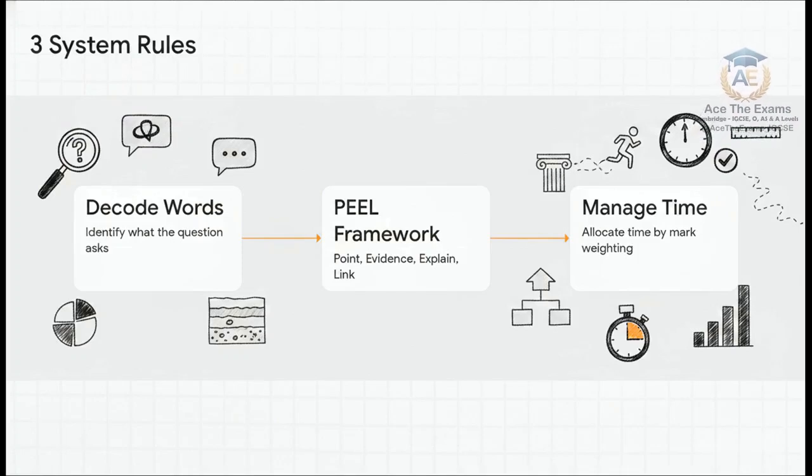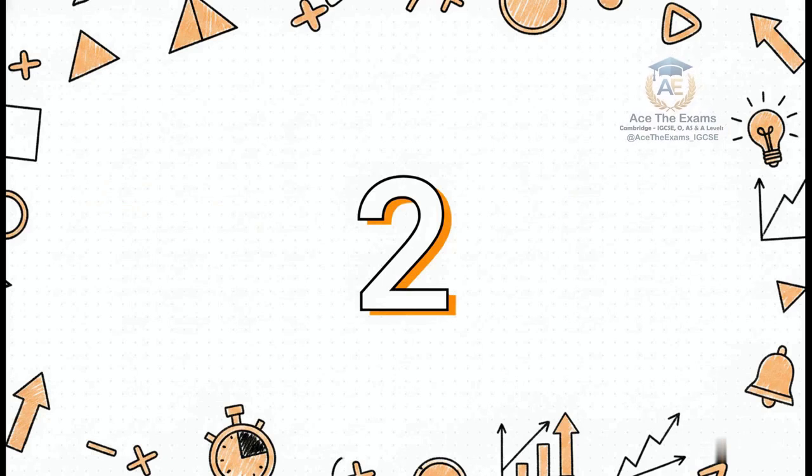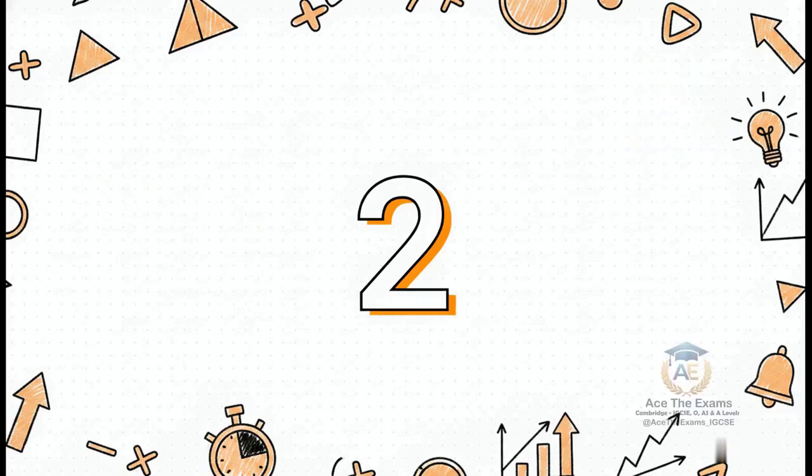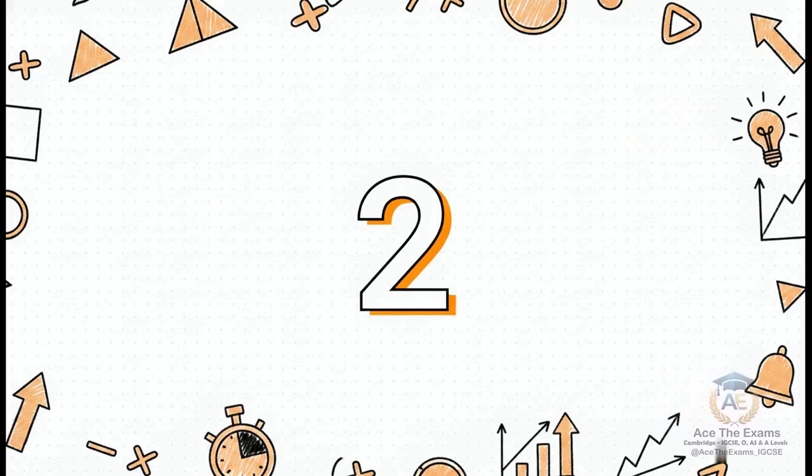And Rule 3. Time management matrix. Don't spend 10 minutes agonizing over a 2-mark question, and definitely don't rush blindly through an 8-mark problem like our friend Sam did earlier. You have to allocate your time directly based on the specific mark weighting of the question in front of you. And why does all of this meticulous strategy actually matter? Because of the number 2. Students who implement these mathematics strategies see an average improvement of 2 grade boundaries, but only if they practice consistently with our weekly videos.